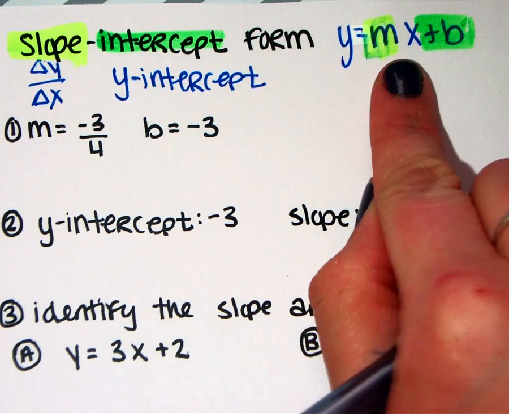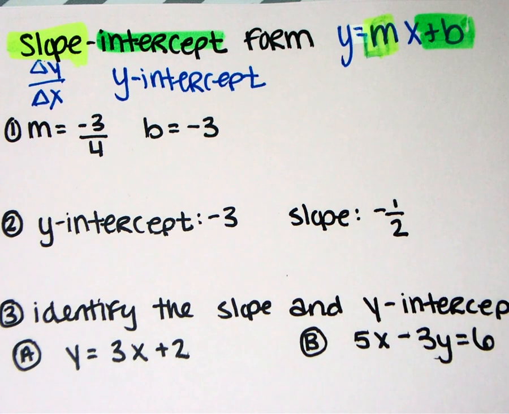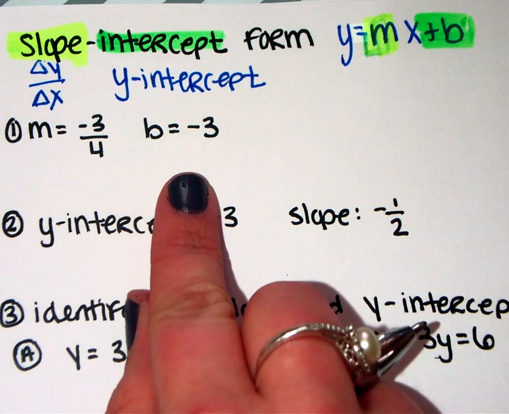Y and x are never part of your equation in terms of identifying slope or y-intercept. They just kind of stay there. M and b get changed. They change to numbers. So let's practice putting this into slope-intercept form.